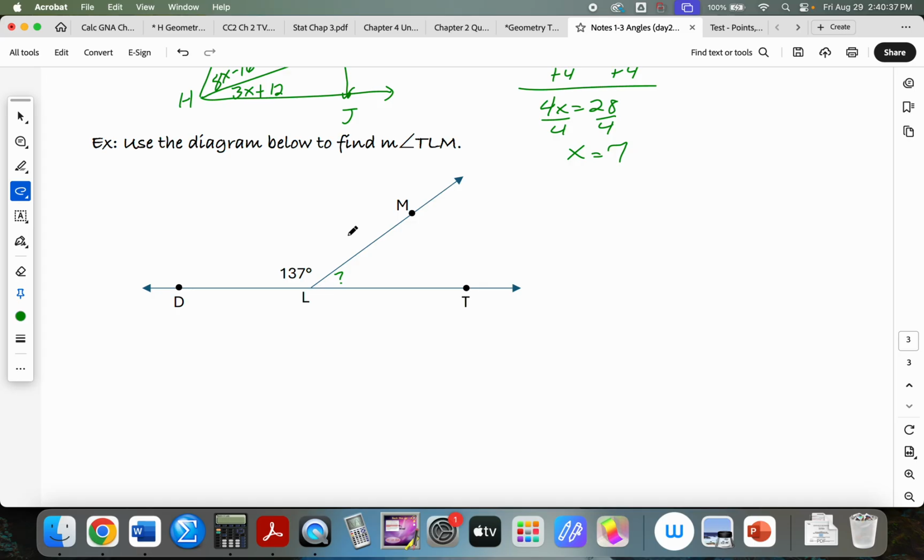Okay, let me ask you another question. What is the primary characteristic of a line? It's straight. A straight what? A straight angle. The straight angle from D all the way around here to T is 180 degrees. So I basically got it right. So I just take 180 minus 137, and that's 43.